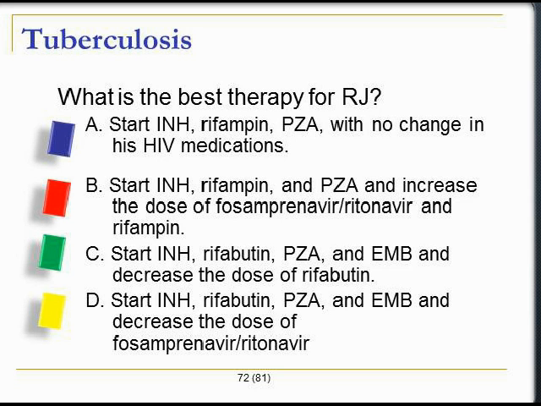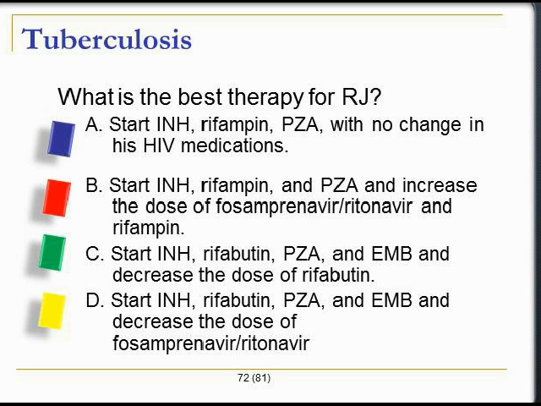So what is the best therapy for RJ? Start INH, rifampin, PZA with no changes in his HIV meds. Start INH, rifampin, and PZA and increase the dose of fosamprenavir and rifampin. Start INH, rifabutin, PZA, and ethambutol, and decrease the dose of rifabutin. Start INH, rifabutin, pyrazinamide, and ethambutol, and decrease the dose of fosamprenavir.